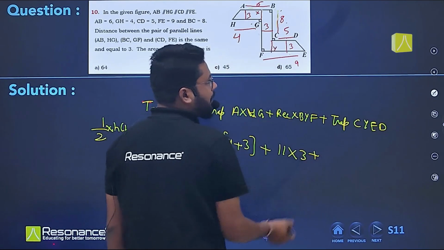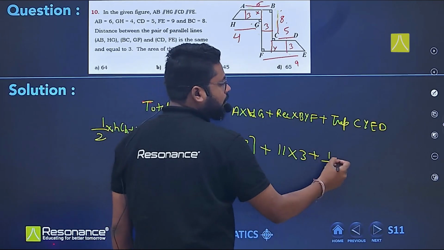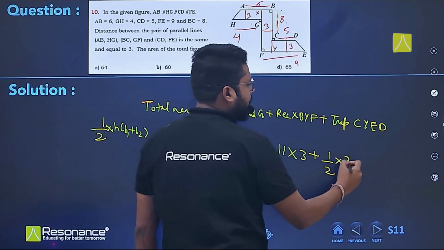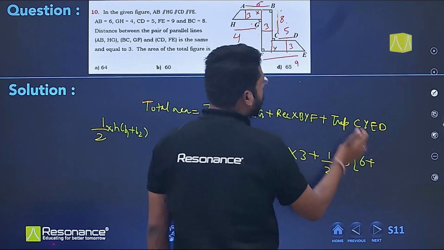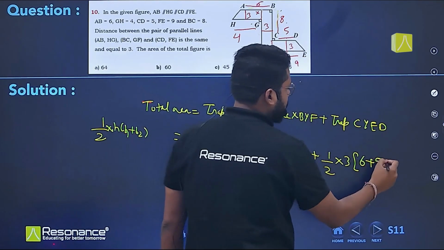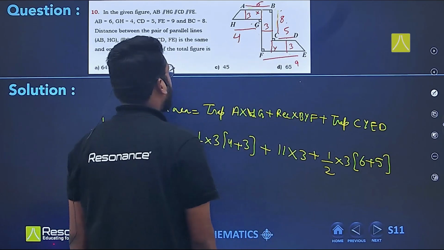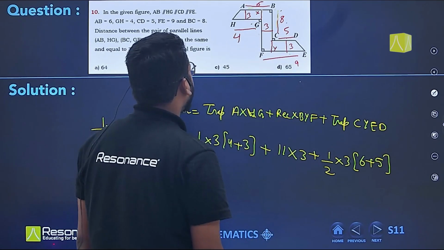And the last is a trapezium again. So half into height is 3. Base 1 is 9 minus 3, which is 6. And base 2 is 5, because CD is already given as 5.